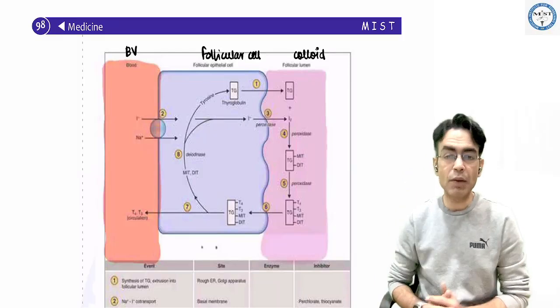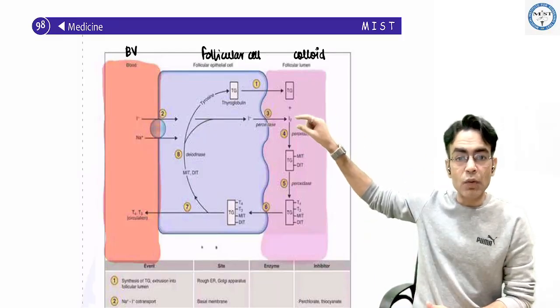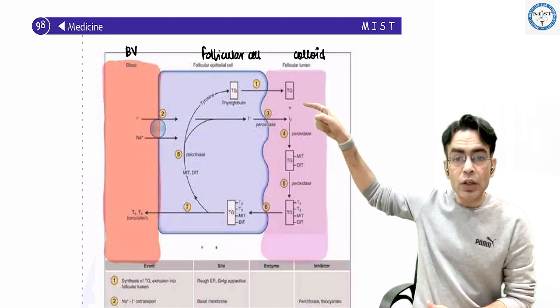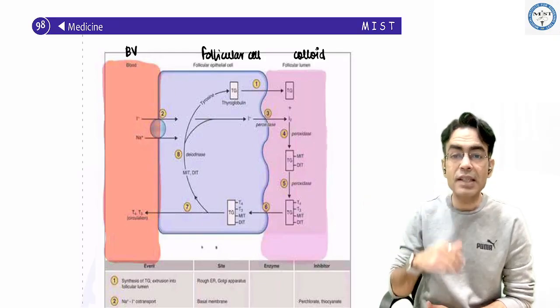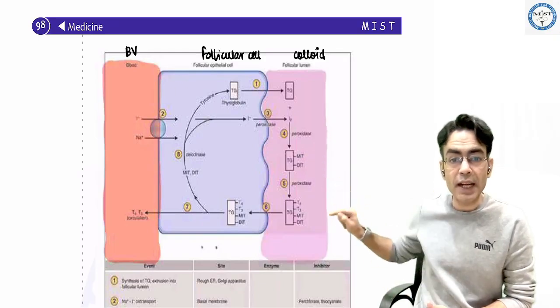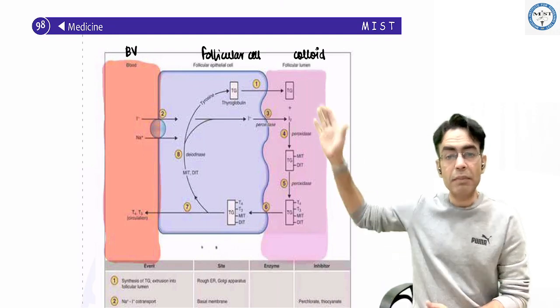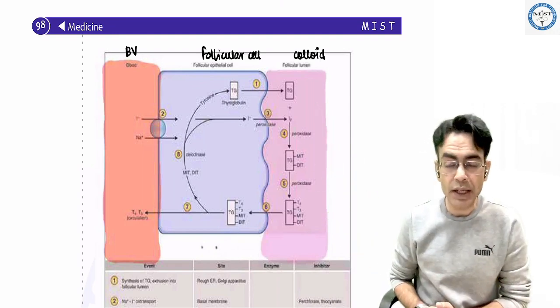So there are three steps which I want you to learn. These are your oxidation, when your iodide is converting into iodine. Second is organification, when your thyroglobulin and iodine, they are making MIT and DIT. And third is coupling reaction, when MIT and DIT are making T3 and T4. Okay, all three, they are happening in the colloid, and all three require an enzyme called peroxidase.